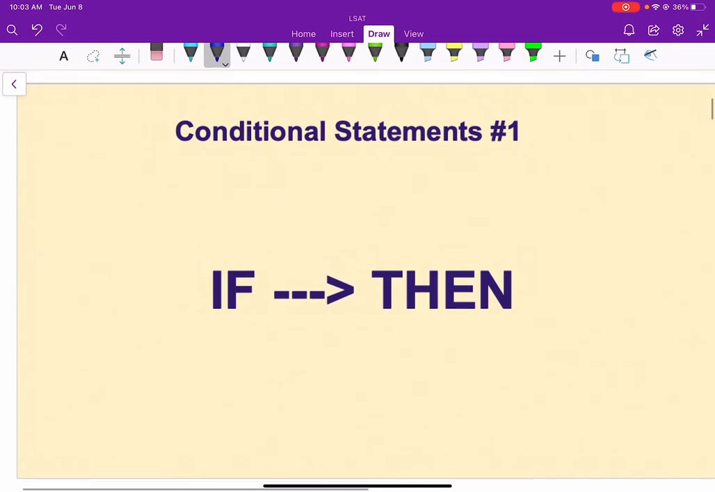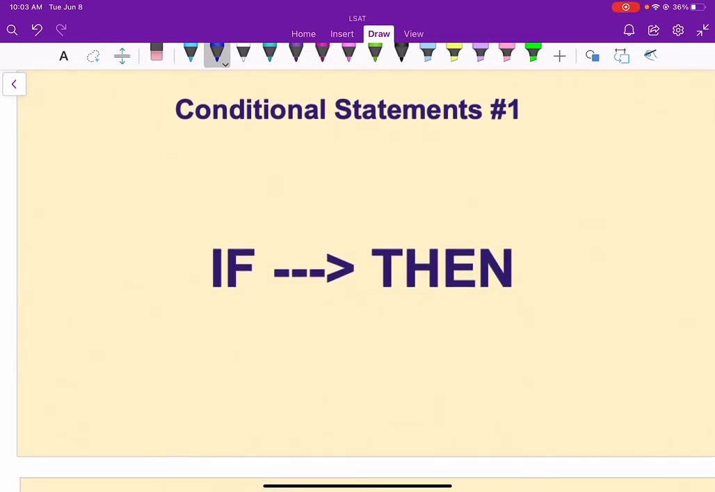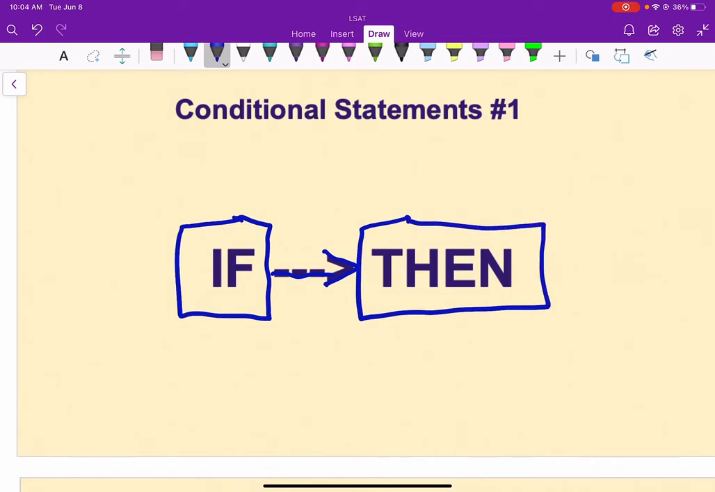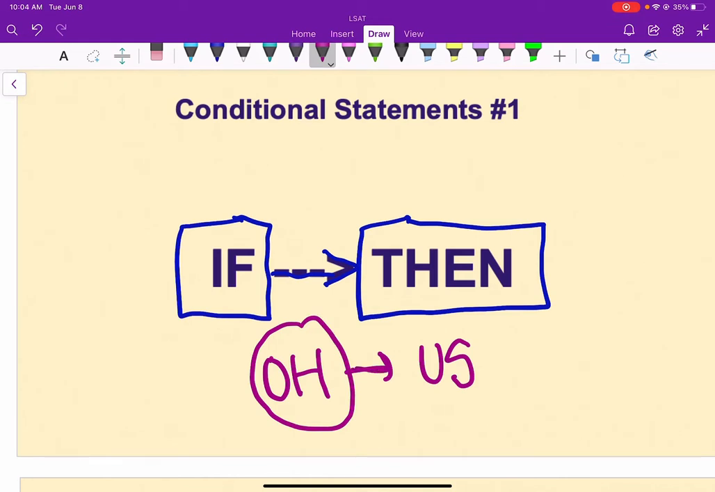So conditional statements are also referred to as these if-then statements as just referenced. And what this means is if we know one condition, it is enough to trigger something else. So if this, then we know this. If condition, then this. So if I said, if I live in Ohio, then I live in the United States. Isn't living in Ohio sufficient for knowing that I live in the United States? Absolutely.